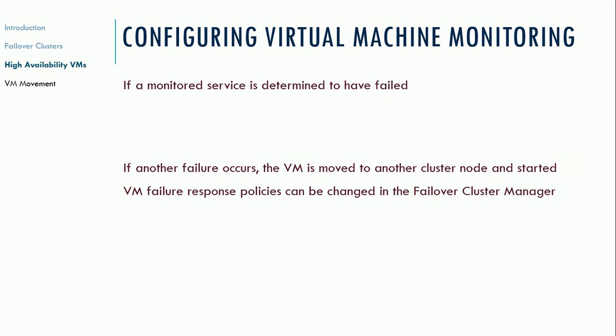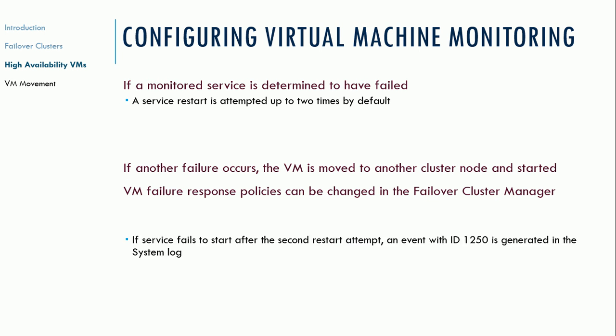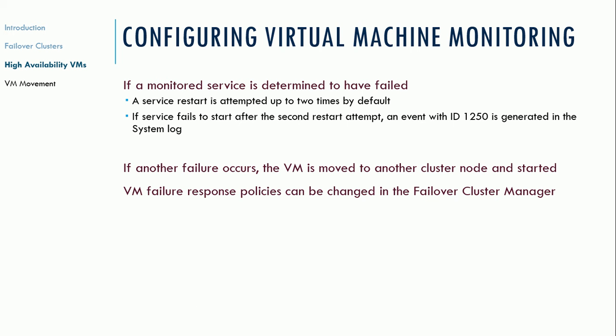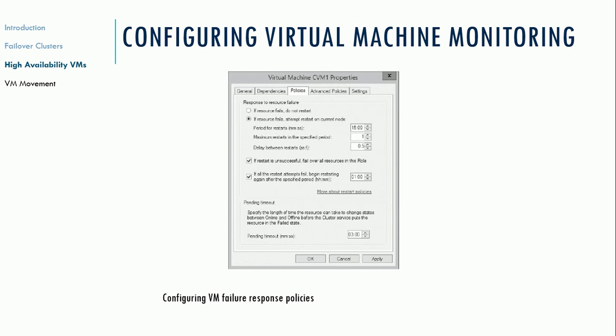So if a monitored service is determined to have failed, a service restart is attempted up to 2 times by default. If the service fails to start after the second attempt, an event ID of 1250 is generated in the system log, and then the VM is automatically restarted. If another failure occurs, the VM is moved to another cluster node and started. The VM failure response policies can be changed in the cluster manager. So again, this is basically how you configure what to do in the event that a failure is detected, either a failure of the service or a failure of the server itself.